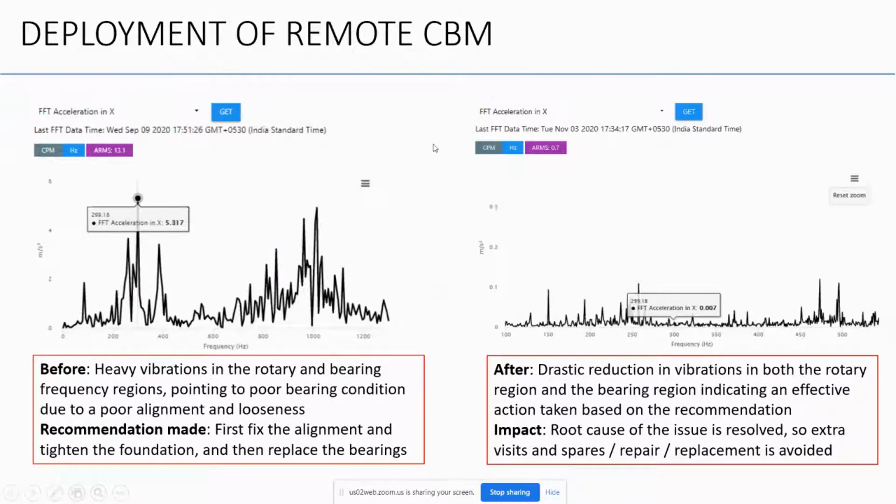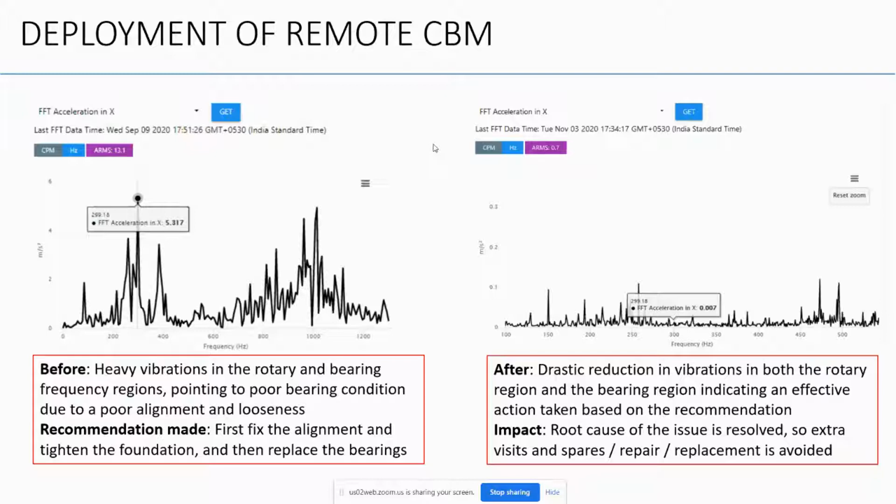So this is what happened not too long back, actually. In September, once they installed all of this on their multiple dryers, this particular plant in Daman realized that suddenly there were heavy vibrations coming in the rotary and the bearing frequency regions, right? So you can see this is a very good before-after scenario, where the before is on the left side, the after is on the right side.